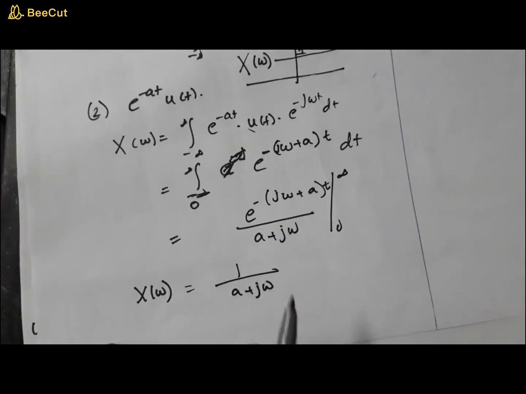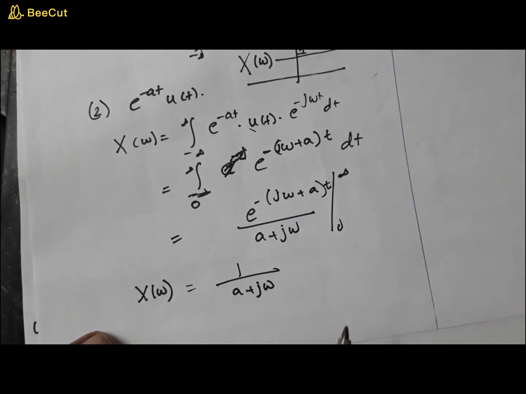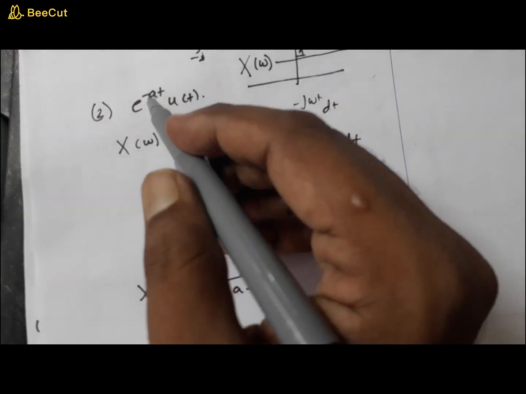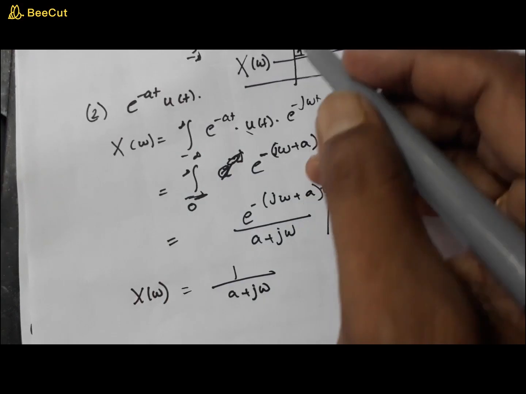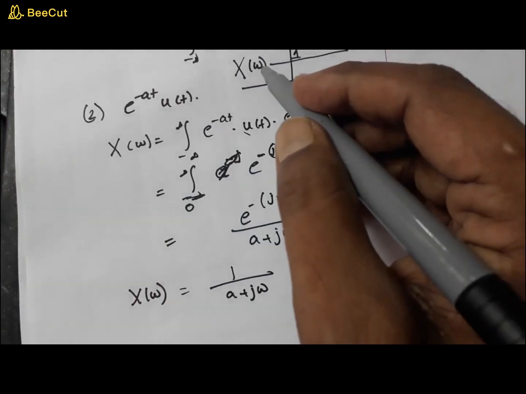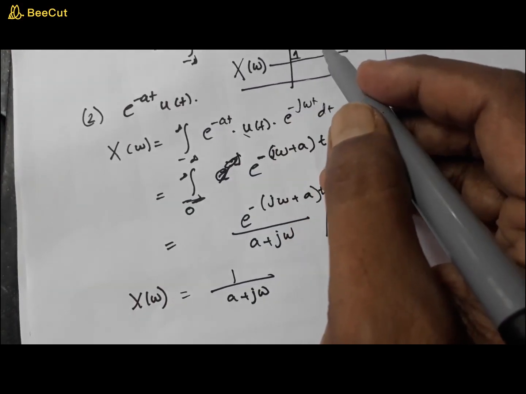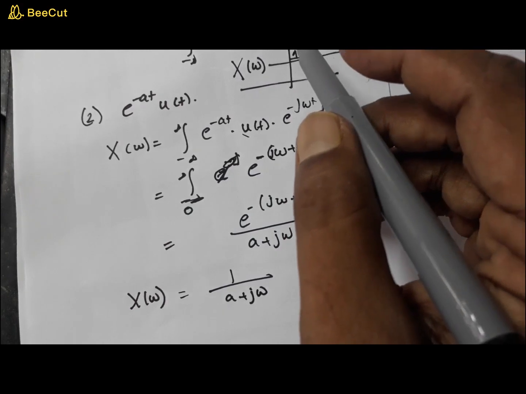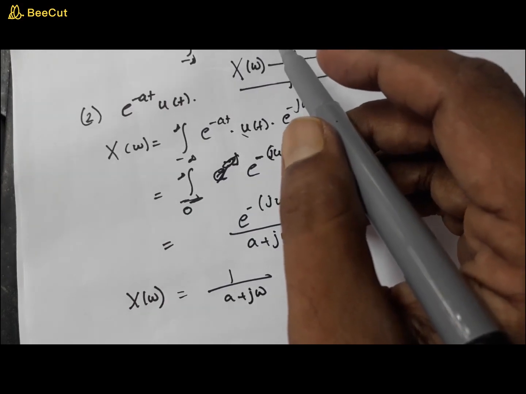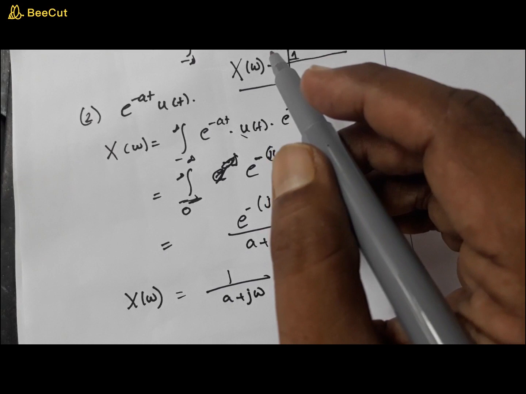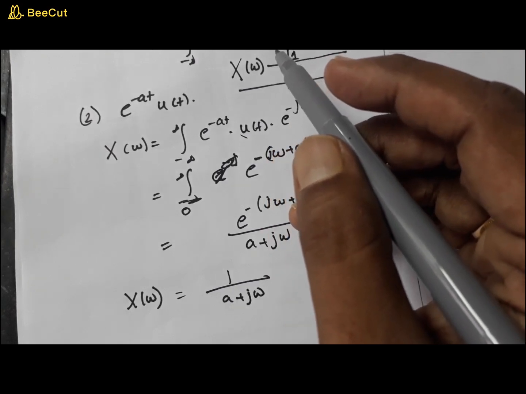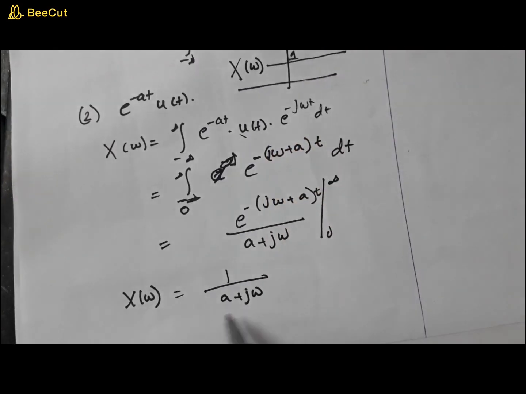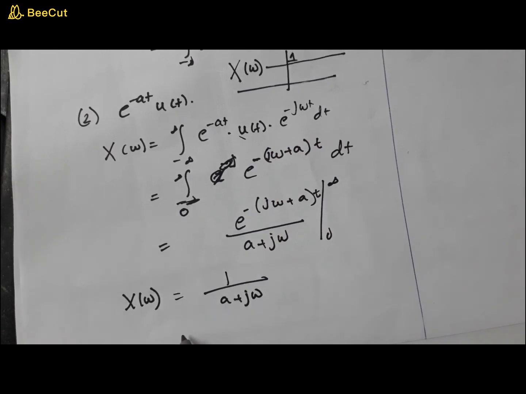Now, how to draw the spectrum of the signal? That is, we want to find out the frequency components of this. So you look at this, X of omega is a continuous thing. That's what I told you, that the CTFT or continuous time Fourier transform is continuous in nature. Now let's see what about this one, 1 by a plus j omega.